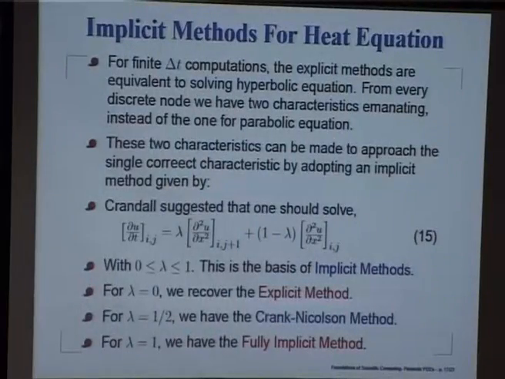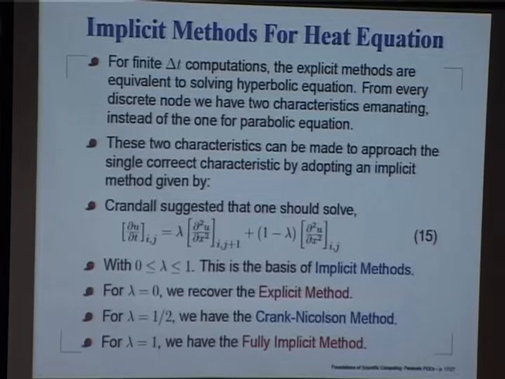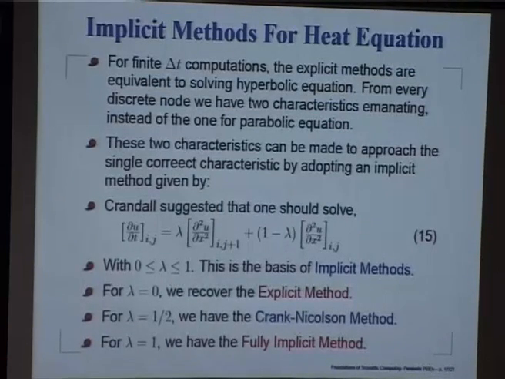In this context, we start talking about implicit methods, and you can see the motivation actually comes from this diagram that we have here. We want the physical characteristics and the numerical characteristics to approach each other. And how do you do it?